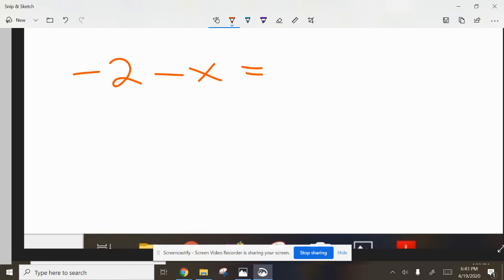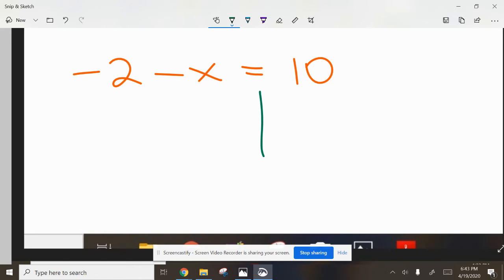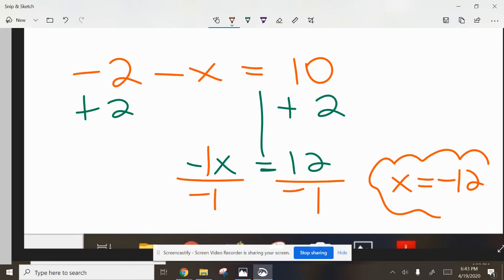-2 minus x equals, all right, I'm just going to give an easy one here. So for this one, you're going to take that -2, okay? And we're going to add 2. All right, and then you're going to have negative x equals 12. Are we allowed to leave that negative x? Not a chance. You have to think of it as a -1, and you have to divide that -1 out. So -1 divided by 12 becomes -12, and that's your final answer. All right, we're rocking. Let's keep going.